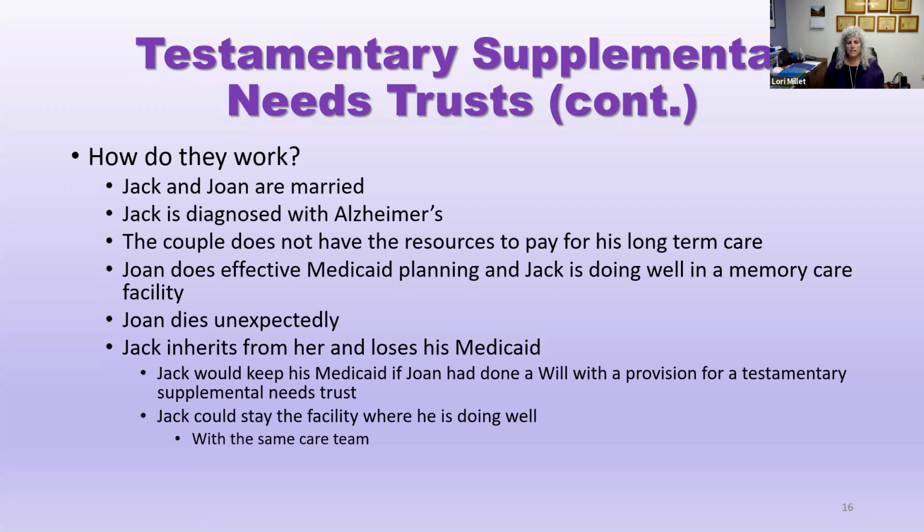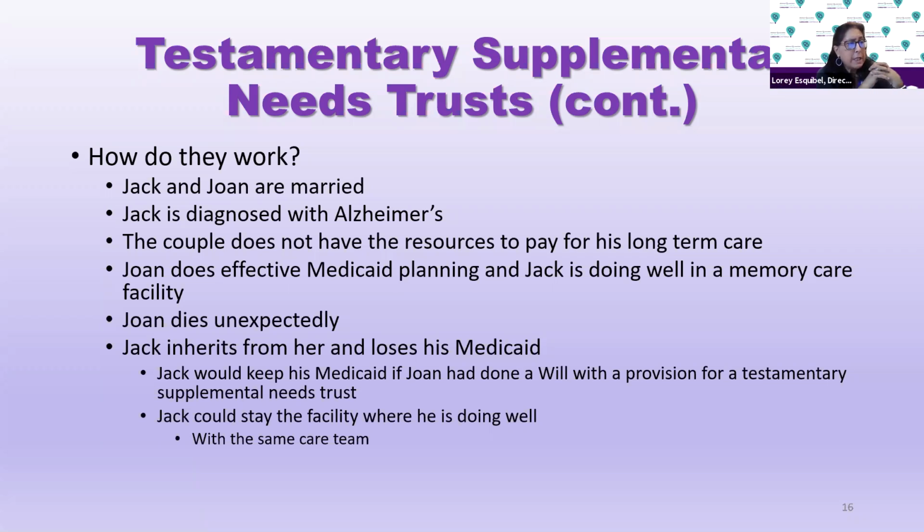Let's say that Jack is 75. So he's over that 65-year limit. But if Joan puts in her will the provision that the personal representative can do a testamentary supplemental needs trust for Jack, then Jack won't lose his Medicaid even though he's over 65. If Jack is single, then Jack could do an irrevocable trust, but he's got to have enough funds and enough calculations have to be done to get him through the look back period for whichever benefit he's seeking to get.